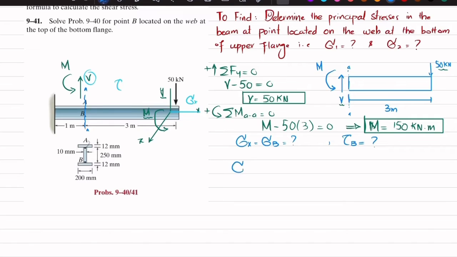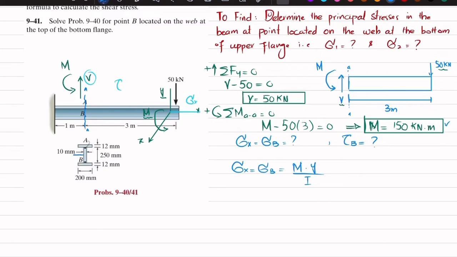So we know that sigma x, or sigma at point B, the bending stress due to bending moment, is equal to moment into y divided by I. Clear? So the moment is 150 kilonewton meter. So what is y? So y is again, this is a symmetrical beam.